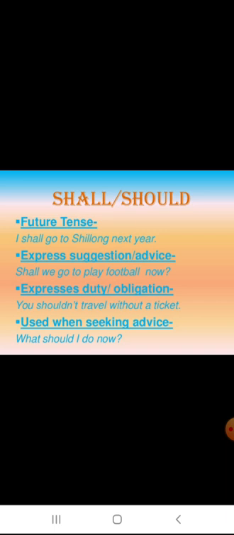Express duty or obligation: We should not travel without a ticket. It is expressing our duty or the rule. Used when seeking advice: What should I do now? So we can use should and shall for future tense, advice, obligation, or when we seek advice.